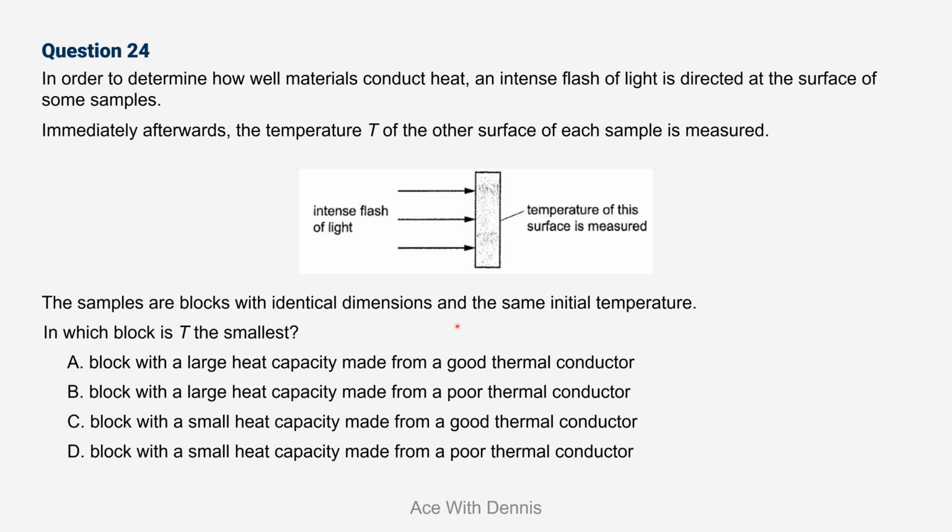Now, we need to determine whether this block is a poor or good thermal conductor. So, if you want the temperature at this end to be smallest, that means we need to have as little thermal energy as possible conducted through this block. In other words, we need this block to be a poor thermal conductor. Therefore, the answer will be B.